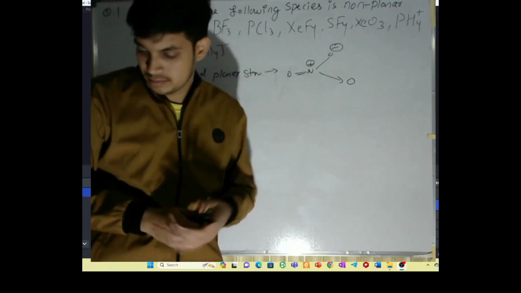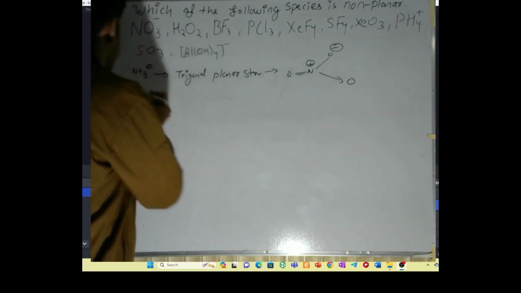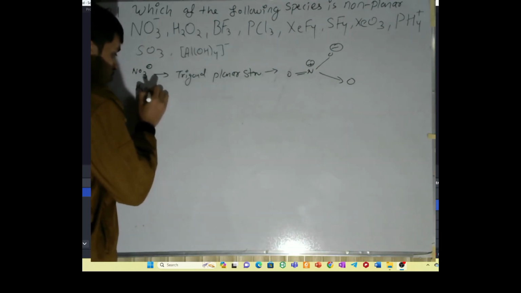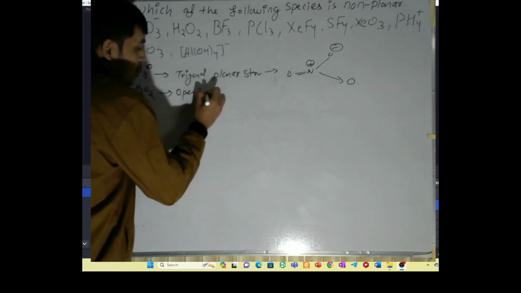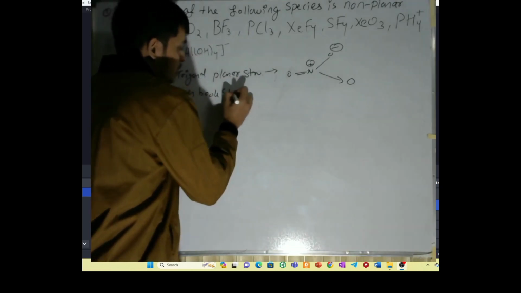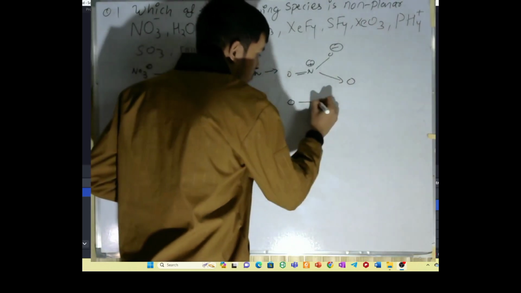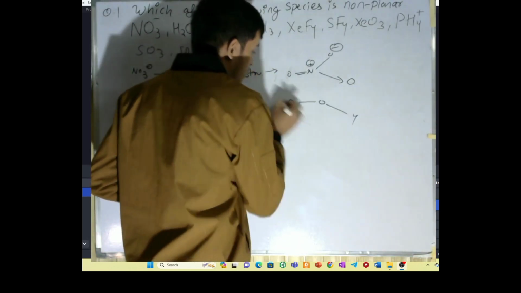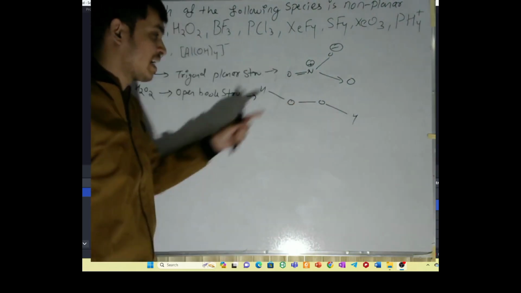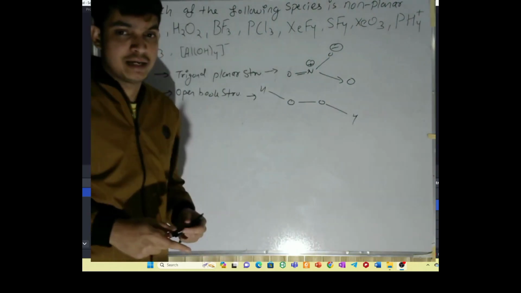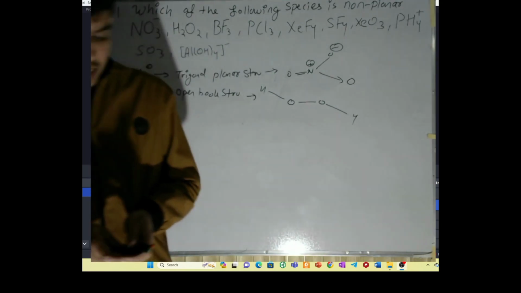Okay. So let's move to the next molecule, that is H2O2. Now H2O2 has an open book structure. Its shape looks like this. In 2D it looks like all the atoms lie in one plane, but in 3D the atoms are not in one plane. I will show you with the help of this pen.